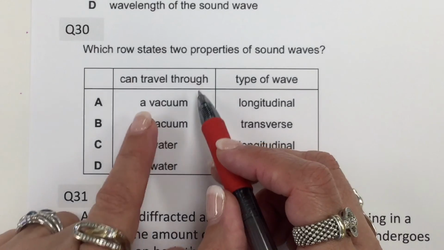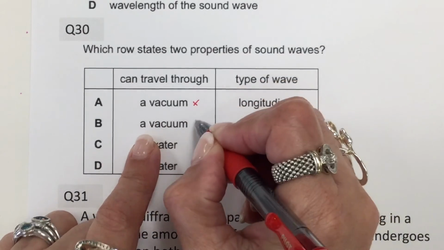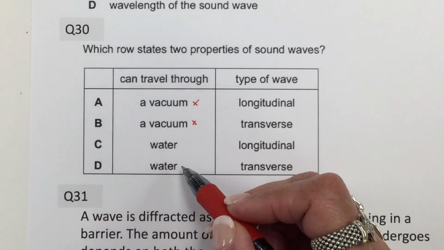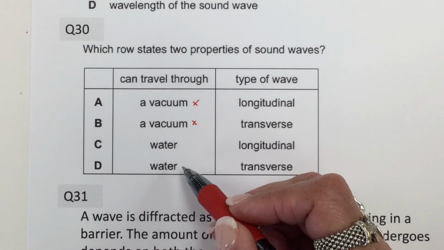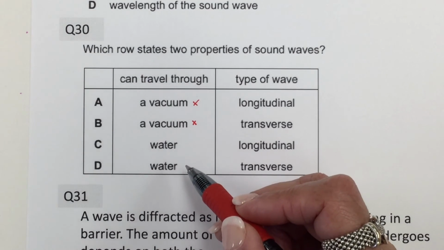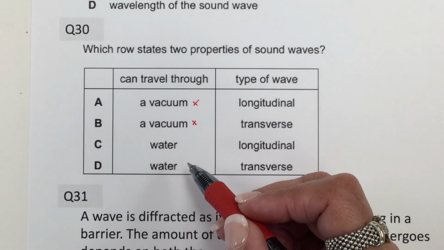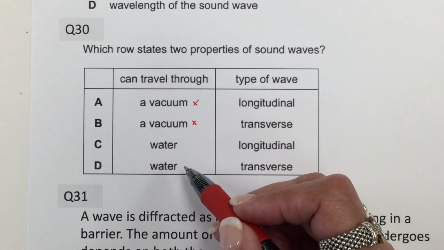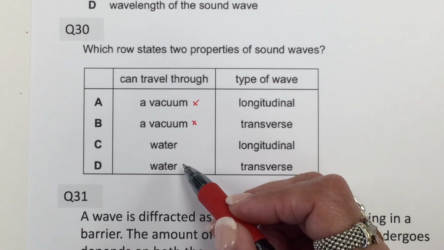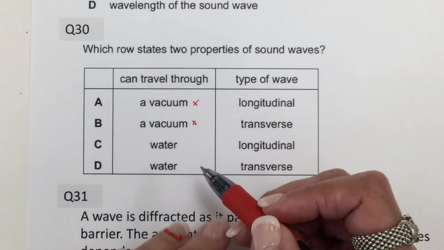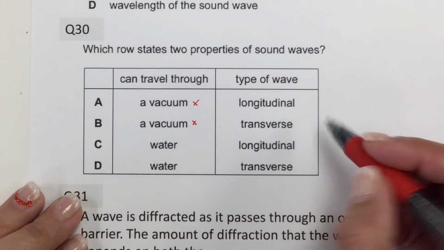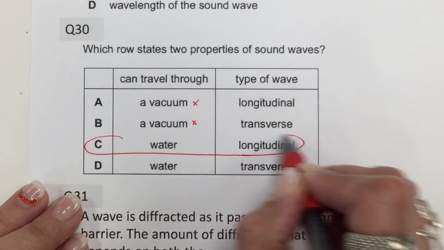So, can it travel in a vacuum? No, it cannot. Can it travel through water? Yes. Sound can travel through water. If you are submerged and say something, someone will hear something, but not exactly what you want to say, but something will be propagated. And sound is a longitudinal wave, so this is C.